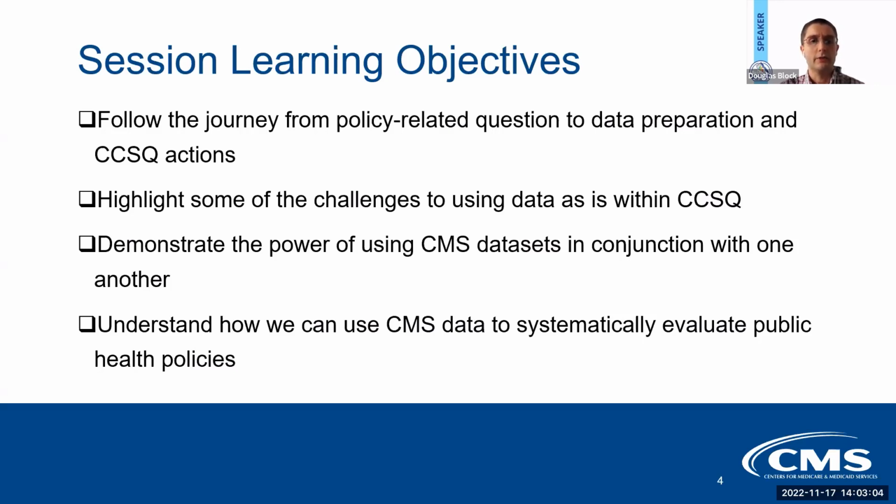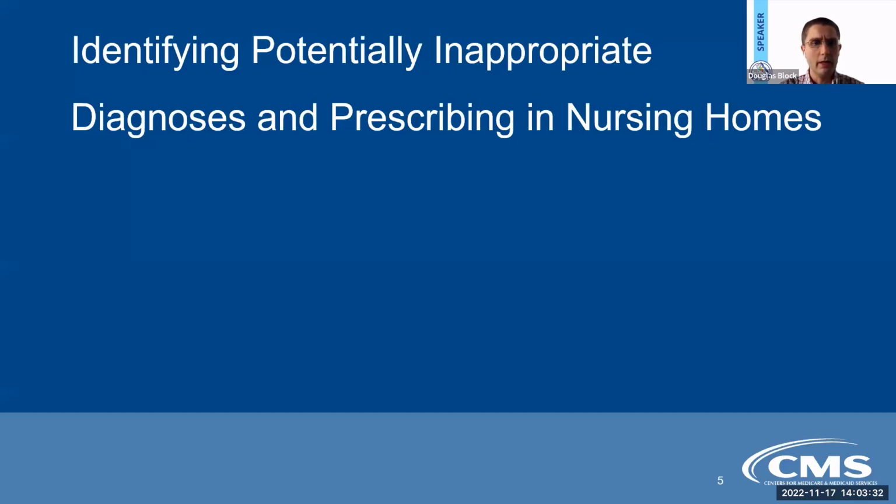The other thing we want to show in this is basically the power of our data set. We know that we collect a lot of data, probably have more data on healthcare than any other place, definitely in the US, maybe even the world. And we want to show what can happen when we use this data and bring data from multiple sources together. And then as mentioned earlier, we want to see how we can use this data to systematically evaluate public health policies. Next slide, please.